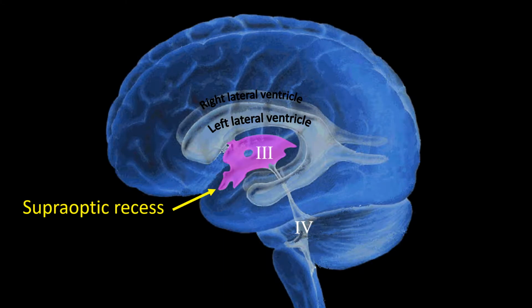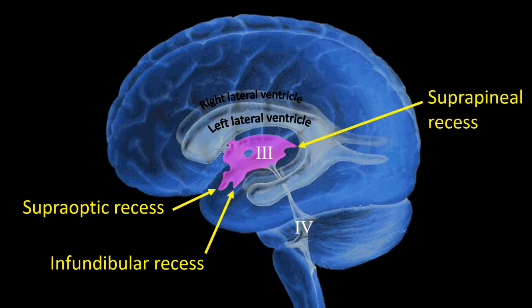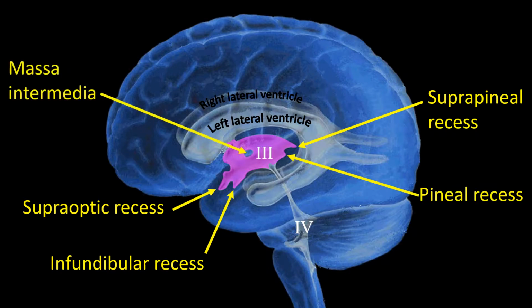The upper beak forms the superior optic recess, the lower beak the infundibular recess. Posteriorly, we have the suprapineal recess and the pineal recess. The massa intermedia is a body of tissue that communicates the right and the left thalamus.